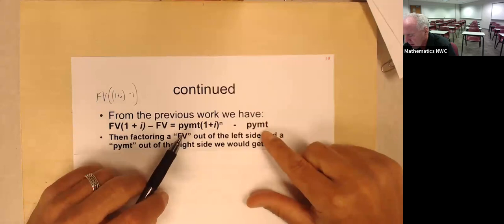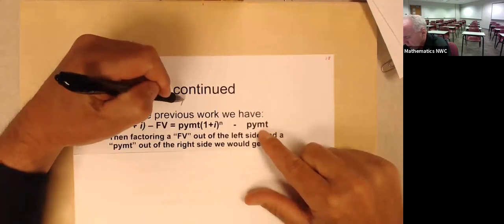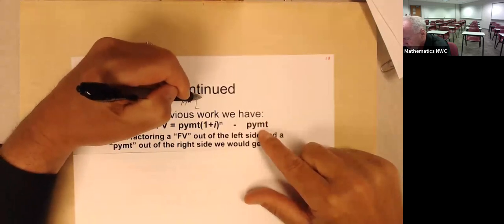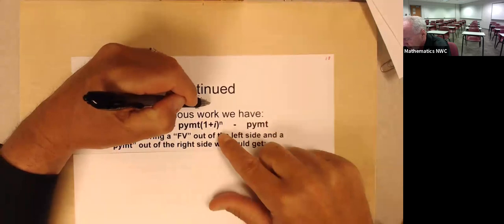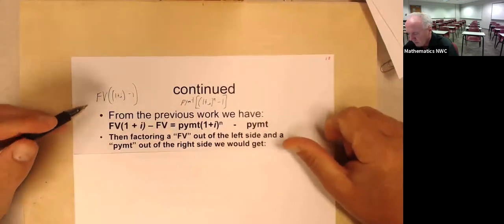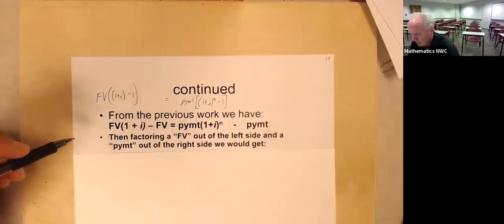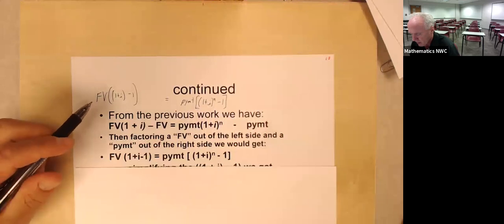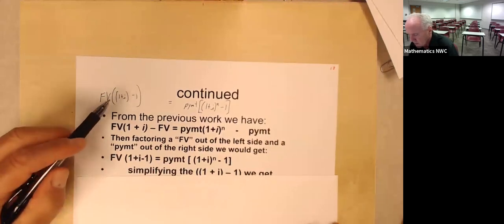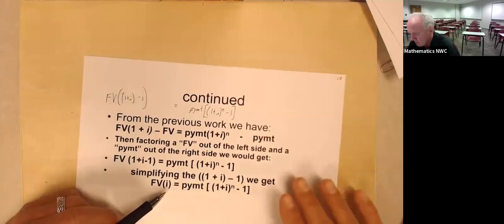I'm also going to do that to the right side, factor out a payment. So if I factor out a payment, I'm going to be left with 1 plus i to the nth minus 1. Those are equal now. I have that equality. Well, notice here my 1's cancel. So I have future value times i, which you see right there.